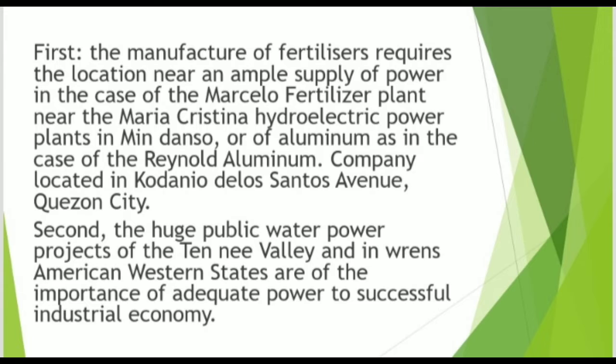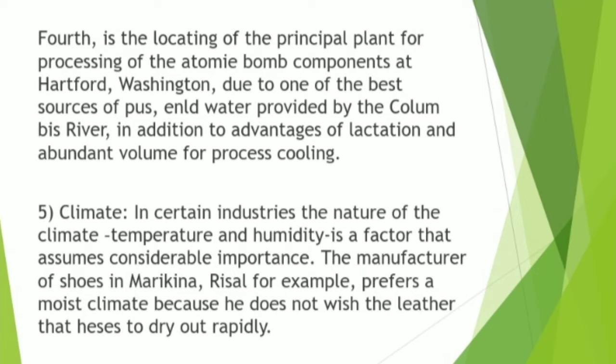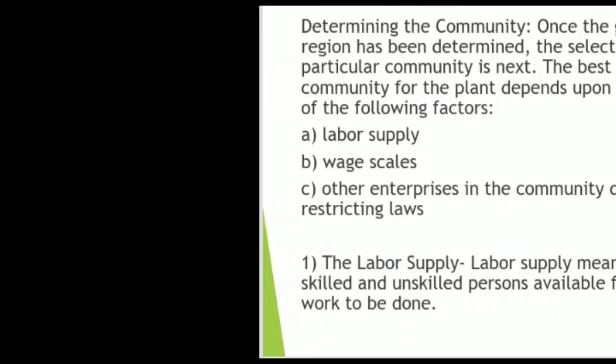Second, the huge public water and power projects of the Tennessee Valley and in the American western states show the importance of adequate power to a successful industrial economy. Third is the locating of the principal plant for processing of the atomic bomb components at Hanford, Washington, due to one of the best sources of power and water provided by the Columbia River, in addition to advantages of location and abundant volume for process cooling.